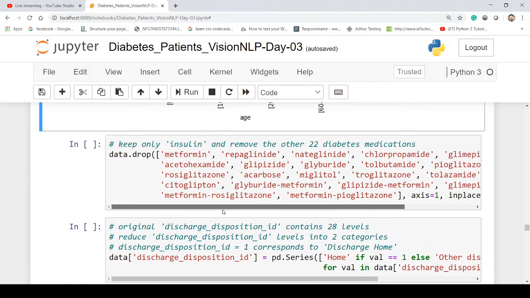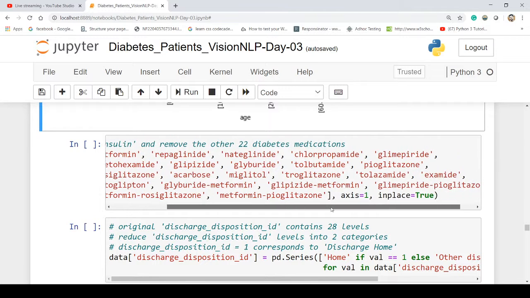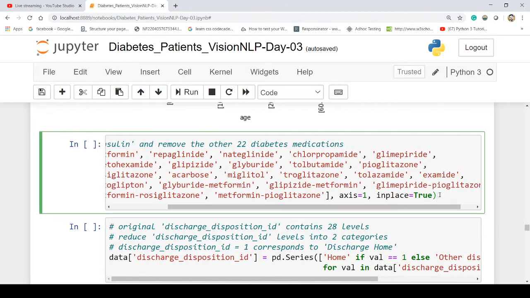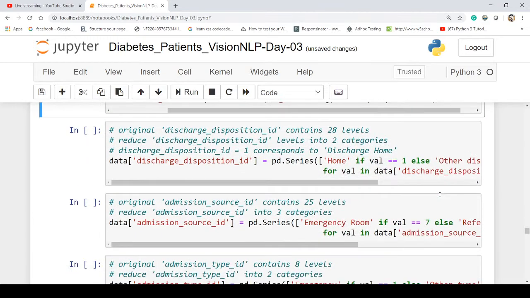So what I can do here is just drop all these columns with data dot drop. This is your intuition, you can play around with how many columns you want to drop, and check your accuracy. Then you can go back and drop a few more columns like that. So I can drop all these columns as well. Now the original discharge disposition ID contains 28 levels.